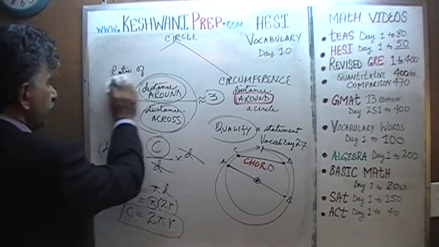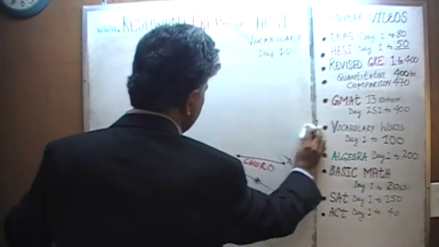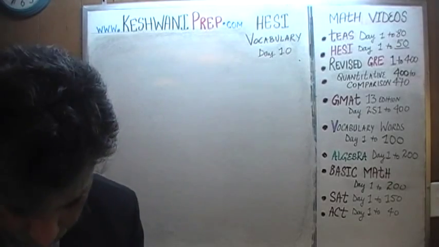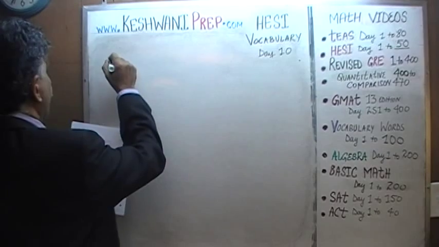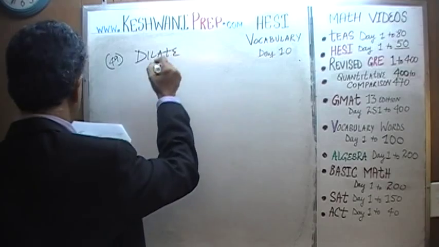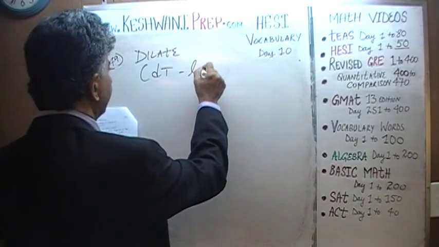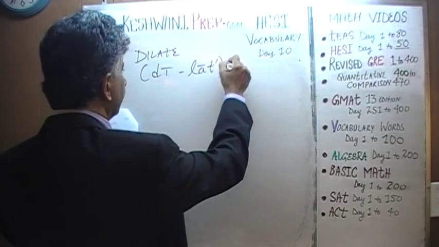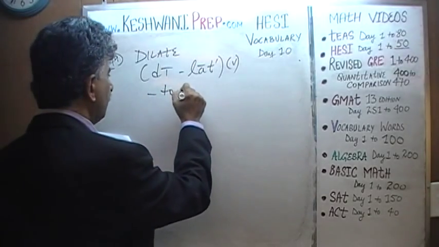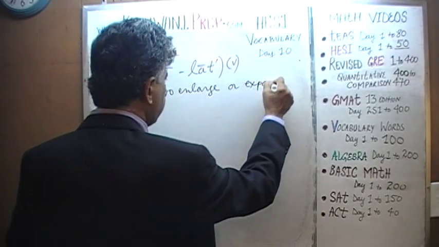Let's go on then. Next point we want to learn is, first syllable is di, dilate. It's a verb. What does it mean to dilate? Dilate simply means to enlarge or expand.